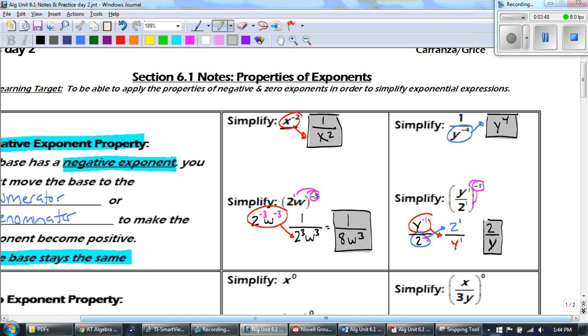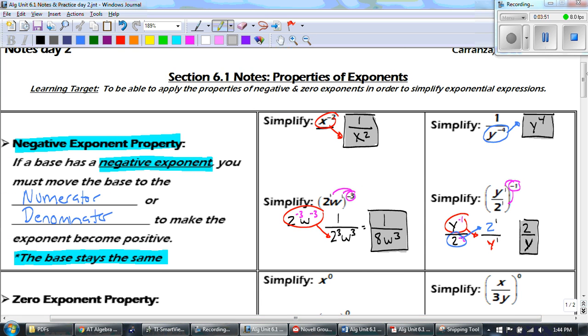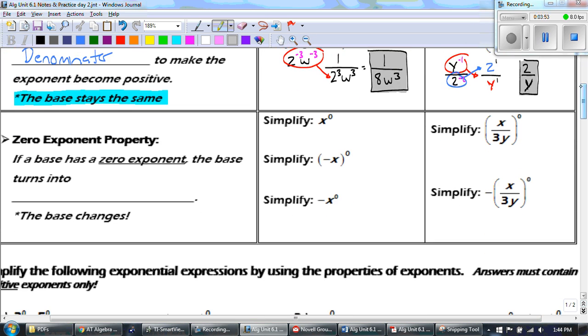All right. And the last rule is the zero exponent property. If a base has a 0 exponent, the base turns into 1. This time the base changes. That's the first time that's happened. The base changes. So if your exponent's 0, the base turns into 1.